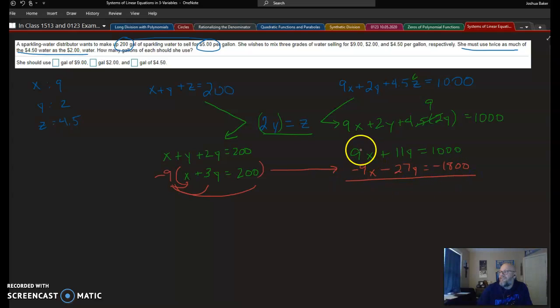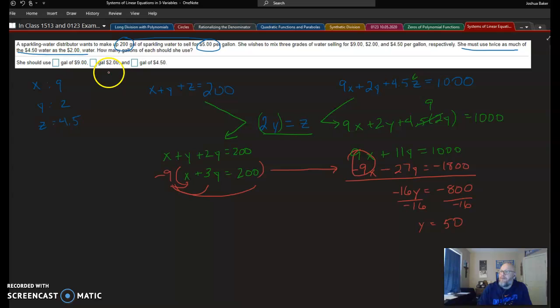All right, so those cancel out. 11y minus 27y is going to get me a -16y. And 1,000 minus 1,800 is going to get me a -800. So when I go to divide both of these sides by a -16, make sure that you type this in your calculator correctly, because the first time I did this, I divided it by a 6. Yeah, that didn't work. I'm going to get 50.